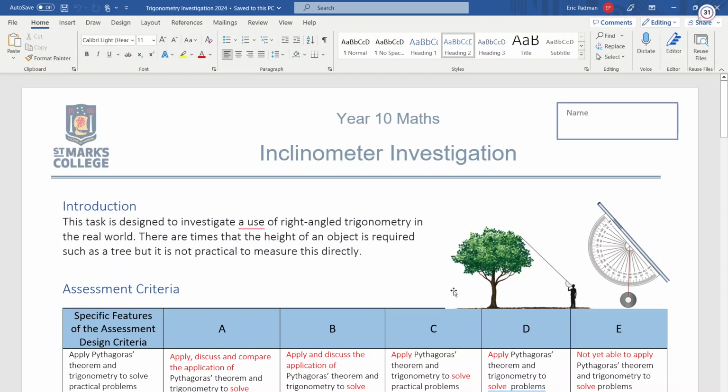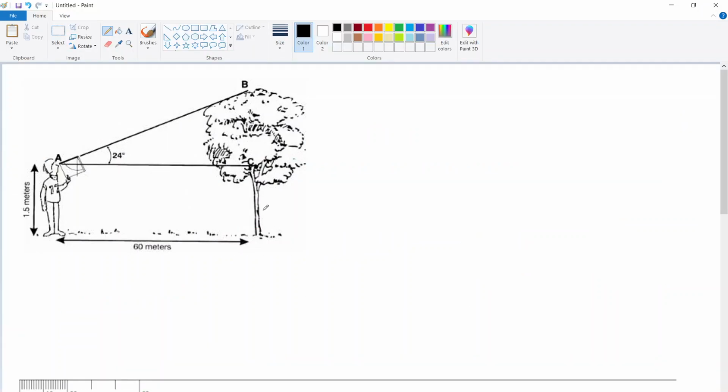All right, so I'm going to demonstrate a problem similar to this. This is just an example problem. So we see we have a lady here. Her eye level is 1.5 meters high. She's looking at the top of the tree and she measured an angle of 24 degrees, and she's standing 60 meters away. So how do we go and work this out?